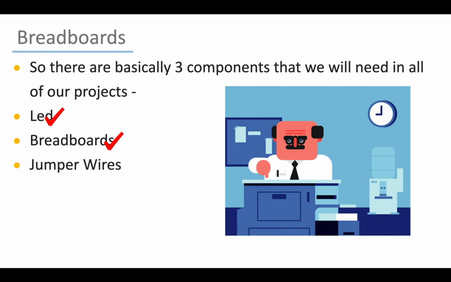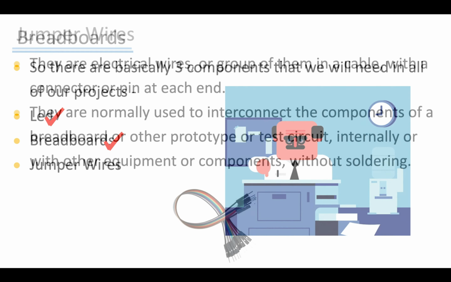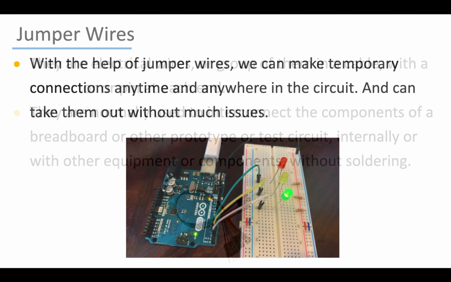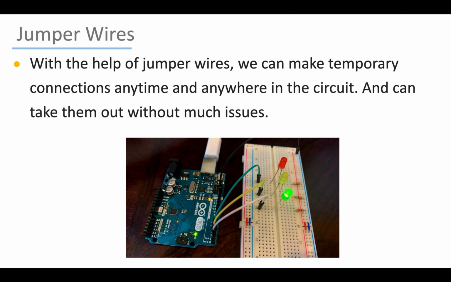Now after this one, we have the jumper wires. They are electrical wires or a group of them in a cable with a connector or pin at each end. They are normally used to interconnect the components of a breadboard or other prototype or test circuit internally or with other equipment or components without soldering. We use the breadboards to hold the components and we use these jumper wires to connect them with each other. With the help of jumper wires, we can make temporary connections anytime and anywhere in the circuit and can take them out without much issue.